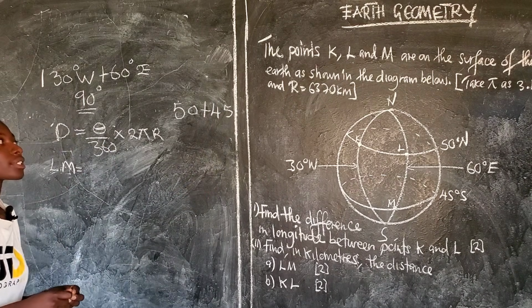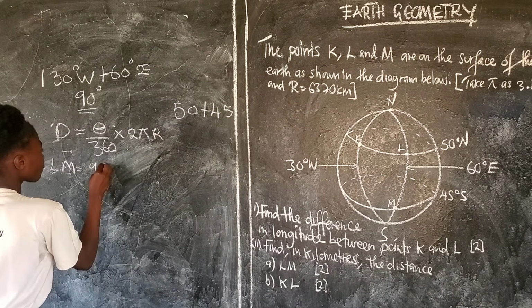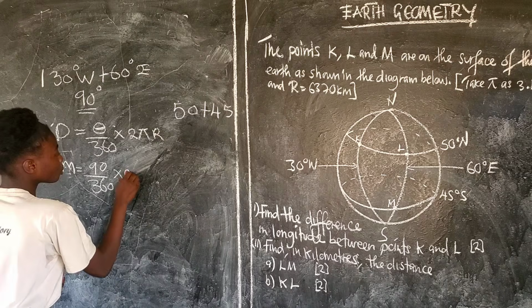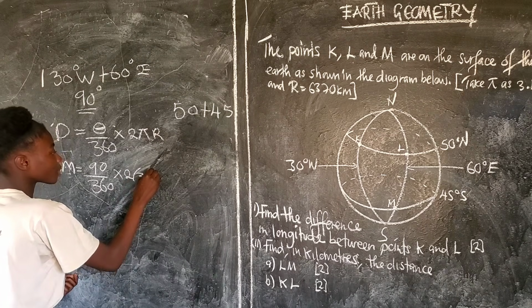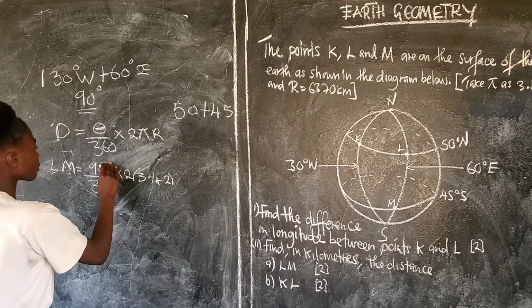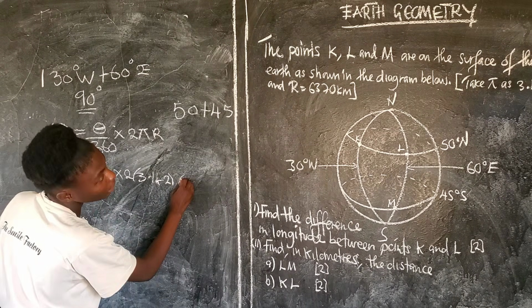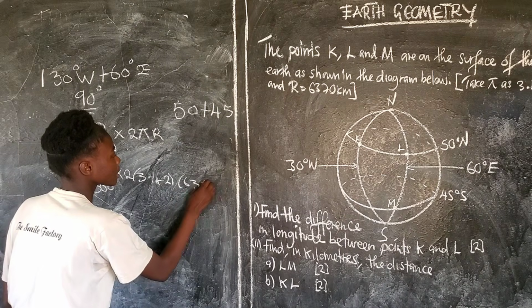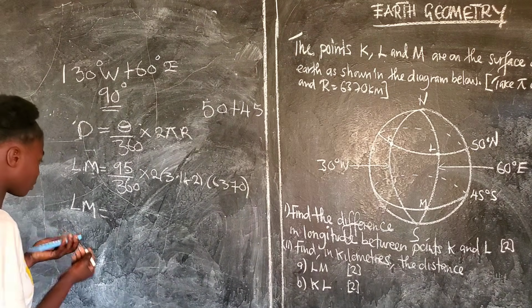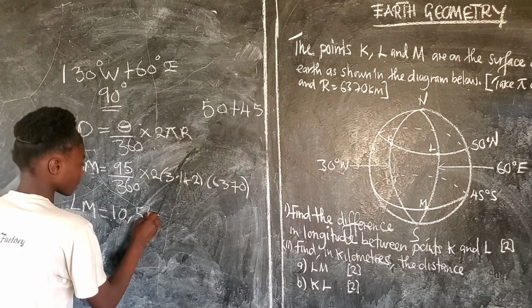What is 50 plus 45? So 95 over 360 times 2 times 3.14 times 6370.